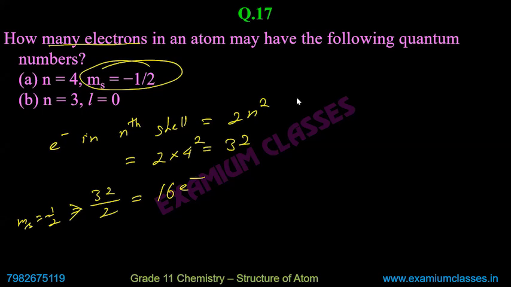N equals to 3, L equals to 0, so 2 electrons. Okay, why? Because n equal to 3, L equal to 0 means 3s orbital, which can have only 2 electrons. Correct. So this is the s orbital of the third shell, and an s orbital has only 2 electrons. That's it.